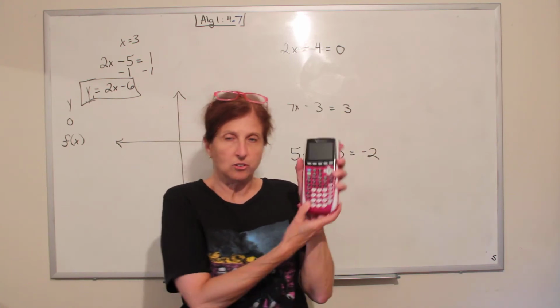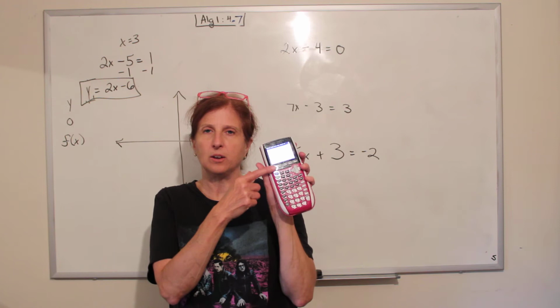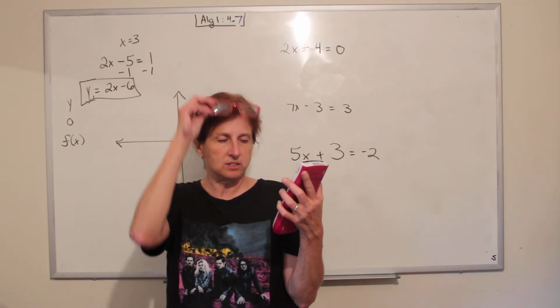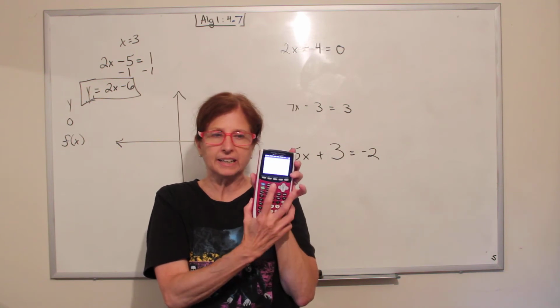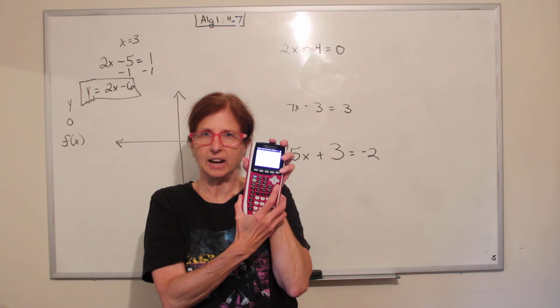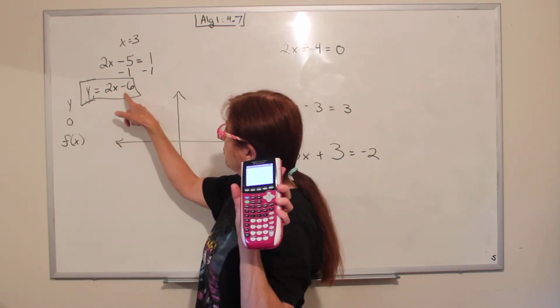So turn it on down here, go to the button up here that says y equals and push it. If there's any stuff in there, because someone else has already put something in there, go to delete or clear and get rid of it. I hit clear and got rid of it. Okay, and now we're going to type in 2x minus 6.